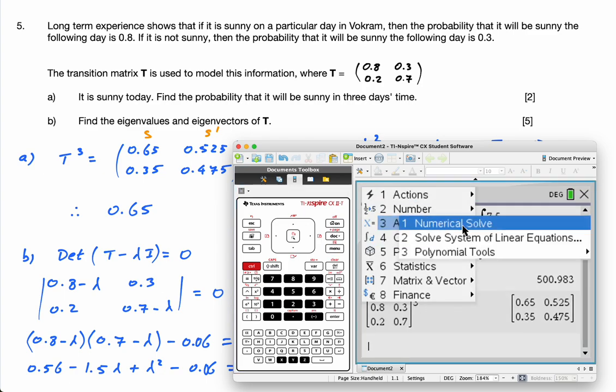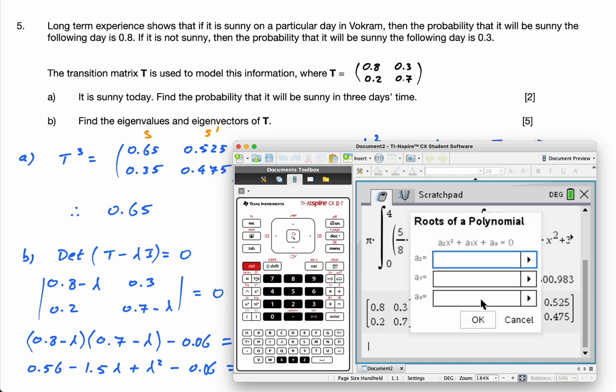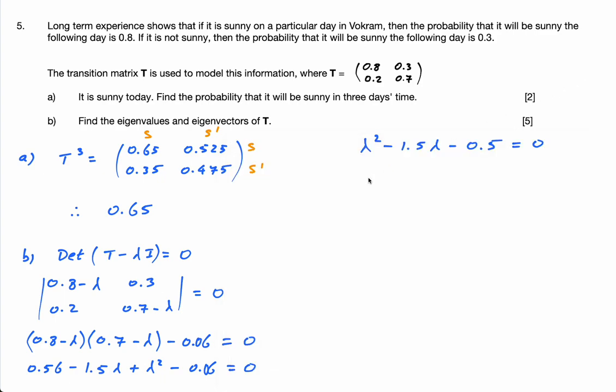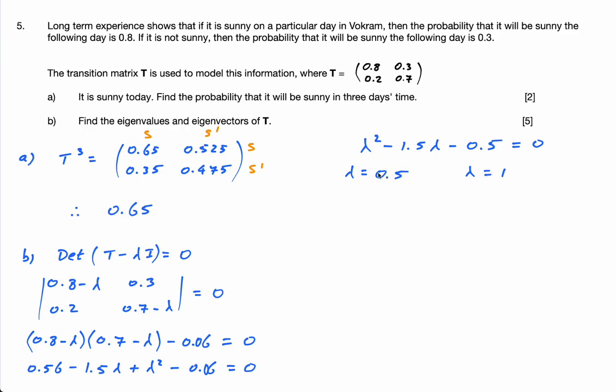So calculator, polynomial tools, roots of a polynomial, degree 2, real, 1, and 1, negative 1.5, and 0.5. Press enter. 0.5 and 1. Therefore, lambda equals 0.5. Are they both positive? Yes. 0.5 and lambda equals 1. So these are the eigenvalues. Let's start with lambda equals 1.